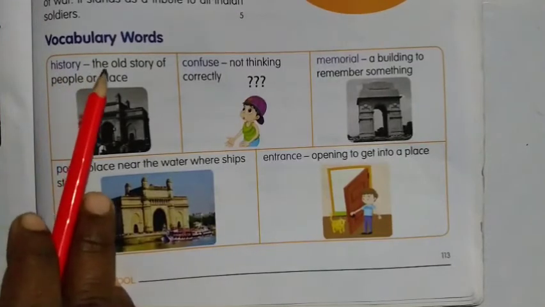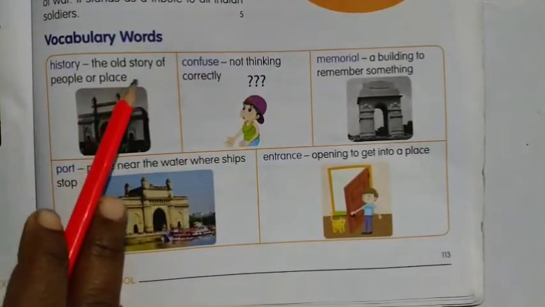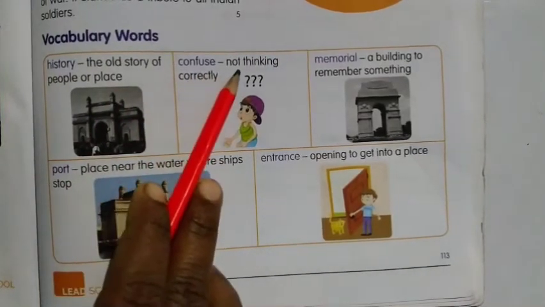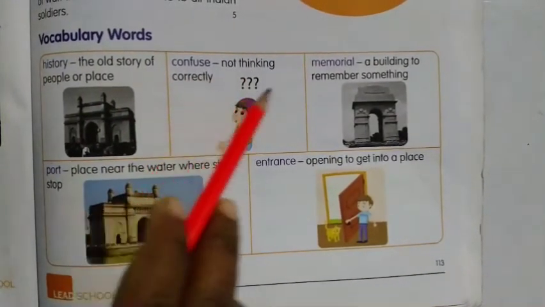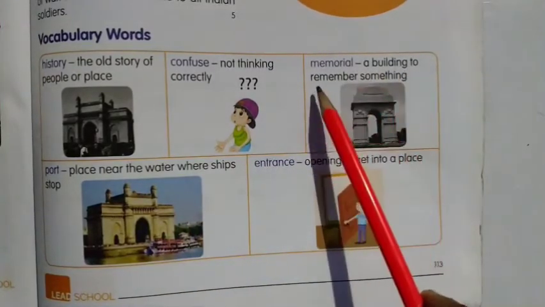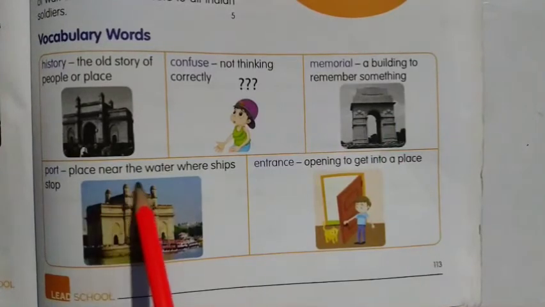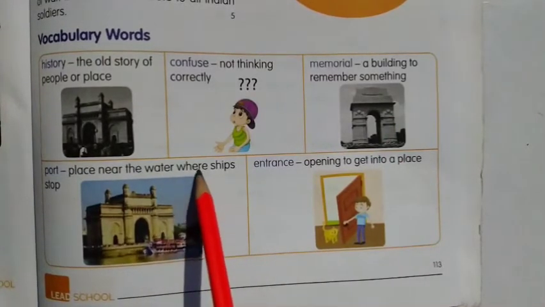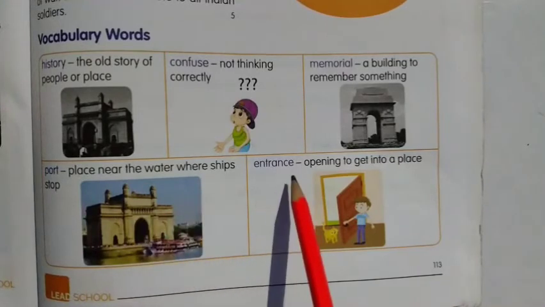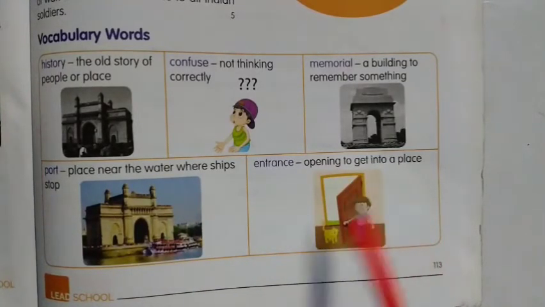History, the old story of people or place. Confuse, not thinking correctly. Memorial, a building to remember something. Port, place near the water where ships stop. Entrance, opening to get into a place.